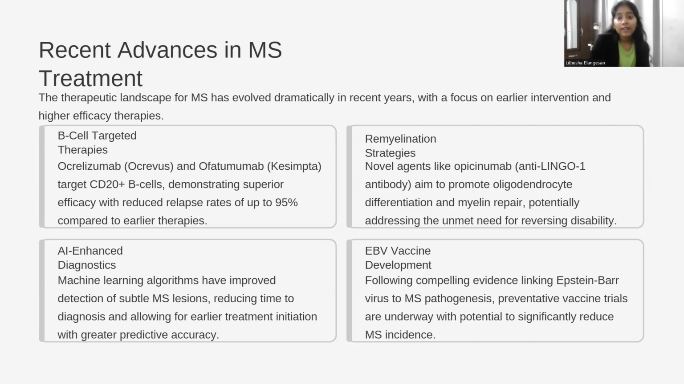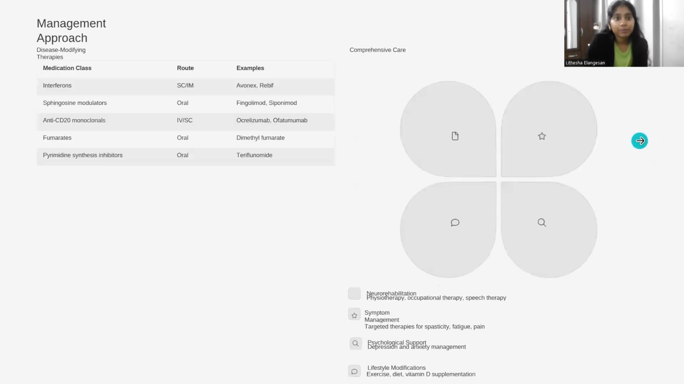We also have EBV vaccine development. Epstein-Barr virus, as I mentioned earlier, contributes to an increased risk of MS. So a vaccine is being developed, which can help prevent this disease from happening and therefore help reduce MS incidence.